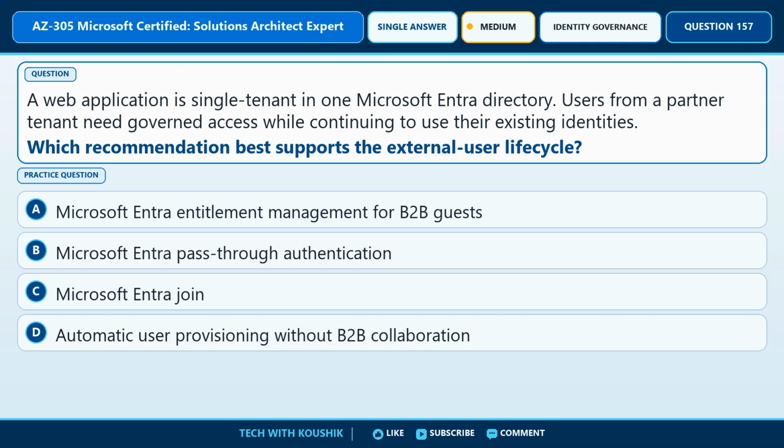Available choices. Choice A, Microsoft Entra Entitlement Management for B2B guests. Choice B, Microsoft Entra Pass-Through Authentication. Choice C, Microsoft Entra Join. Choice D, Automatic User Provisioning without B2B collaboration.